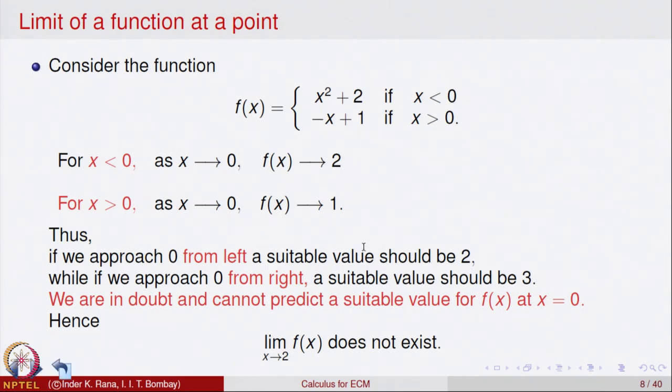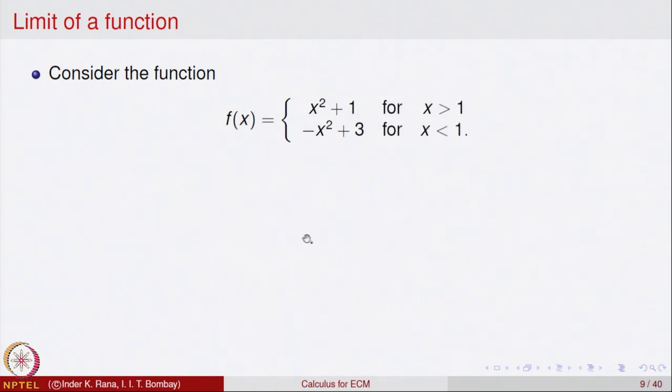Right. So, let us look at some more examples. For example, let us look at this function f of x is equal to x square plus 1 for x bigger than 1 and minus x square plus 3 for x less than 1. We want to know whether the function has a limit at the point x is equal to 1. So, once again we will look at the left, we will look at the right and then decide.